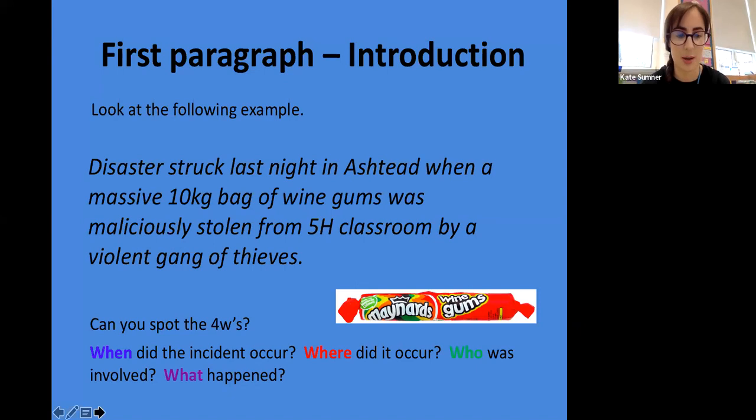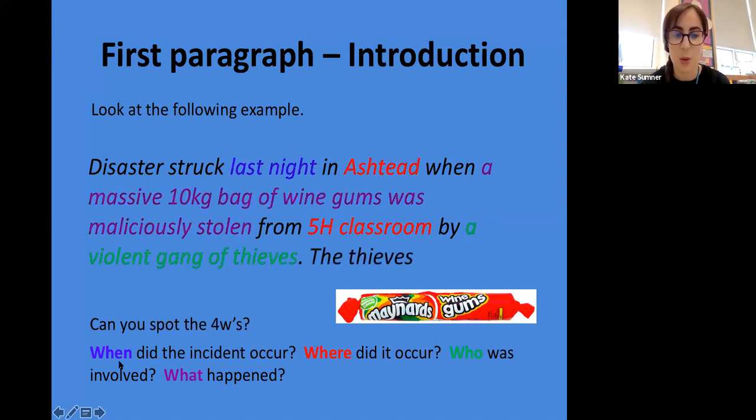Fab. Okay, so let's have a look. Did you get it right? So when it happened was last night. We all got that. Well done. Where it happened was in Ashted and the 5H classroom. So it told me where it happened as a wide area, and then went more specific. Who was involved? A violent gang of thieves. And what happened? Wine gums were stolen. Good. So that is a really good introduction sentence or introductory paragraph because it answers all those questions.